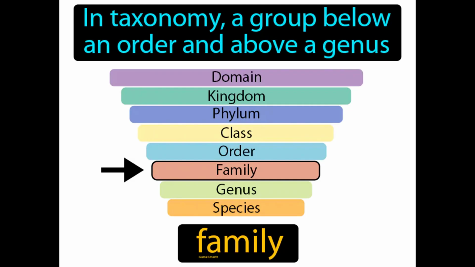In taxonomy, a group below an order and above a genus is a family. In science, a family is a category used to group similar organisms that share common characteristics and ancestry.